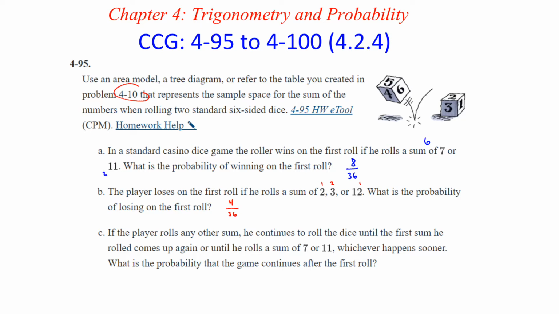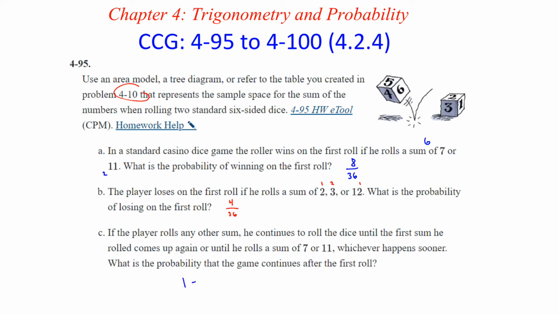Part C, if the player rolls any other sum, he continues to roll the dice until the first sum he rolled comes up again, or until he rolls a sum of 7 or 11, whichever happens sooner. What is the probability that the game continues after the first roll? So let's start with a 1 and then subtract what we know.